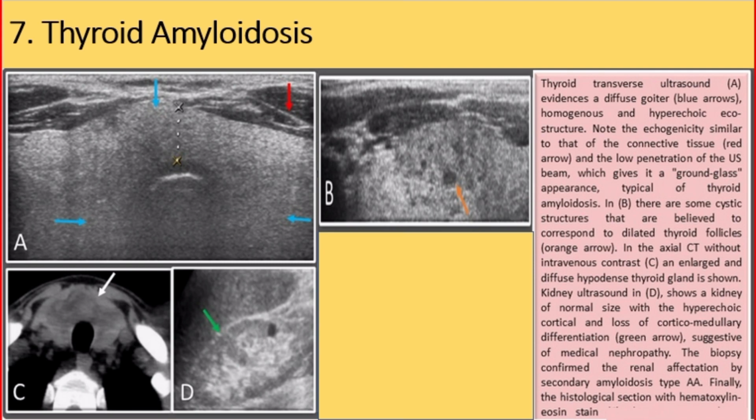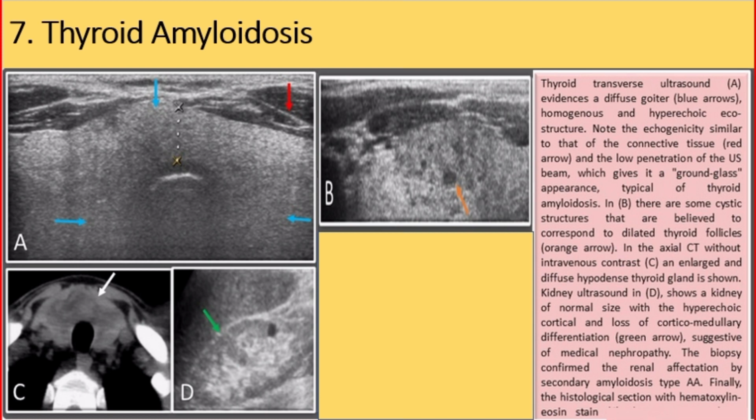This picture shows thyroid transverse ultrasound. A. Evidences of a diffuse goiter, blue arrows, homogeneous and hyperechoic echotexture. Note the echogenicity similar to that of the connective tissue, red arrow, and the low penetration of the ultrasound beam, which gives it a ground glass appearance typical of thyroid amyloidosis. In B, there are some cystic structures that are believed to correspond to dilated thyroid follicles, orange arrow.